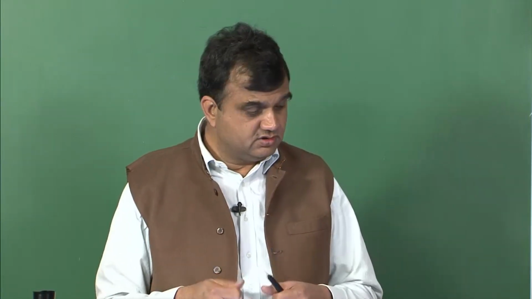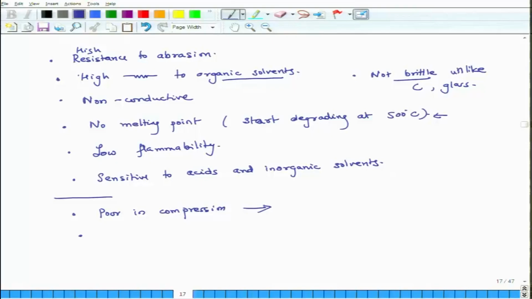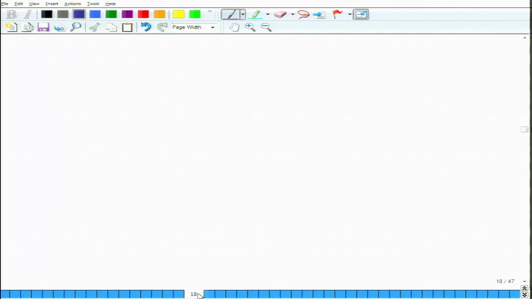So what does toughness mean? That they can absorb a lot of energy. So these fibers are used to make bulletproof jackets, because when you fire, they can take a lot of energy. So they are used in applications like that. Let us look at some of their properties.